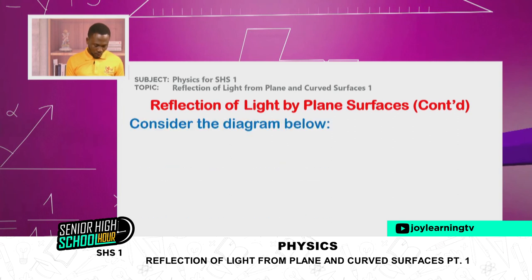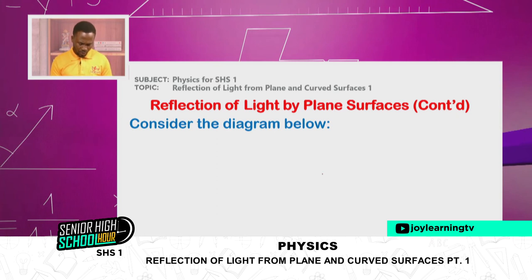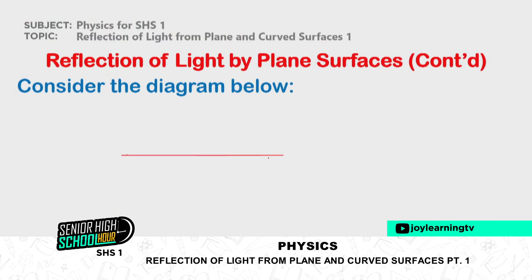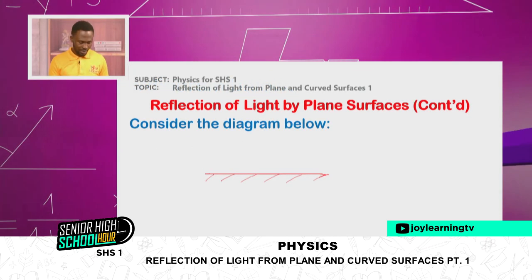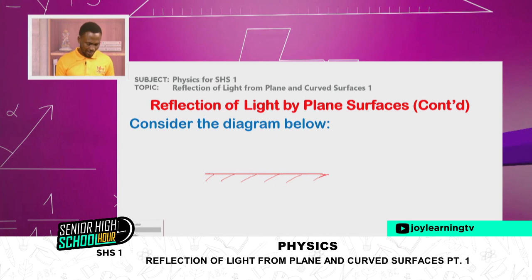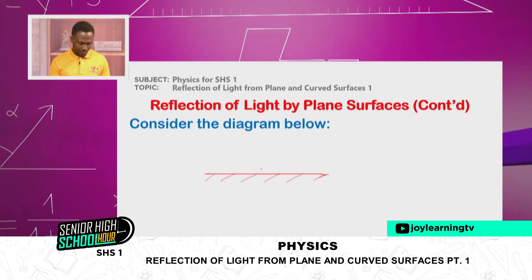Now, we want to consider a diagram. Let's say I want to put a diagram in perspective. This is a flat surface. That should be my plane mirror. So this is a plane mirror surface. The place I have shaded is the back of the mirror. Now, the other surface, which is unshaded, is the front side of the mirror, where you can see a reflection of yourself. Now, there is an imaginary line that divides the surface of the mirror into 2 equal halves. Okay.